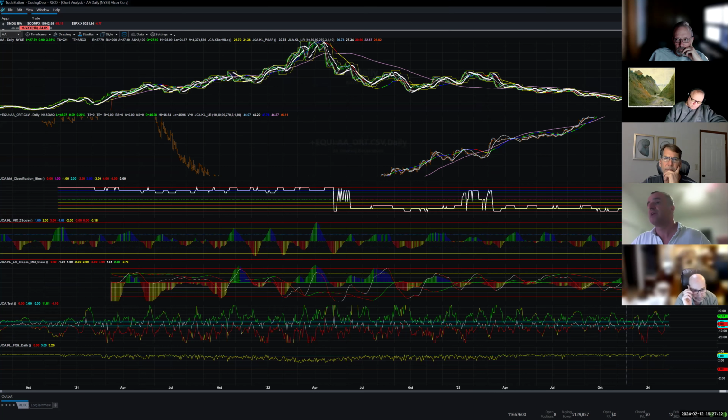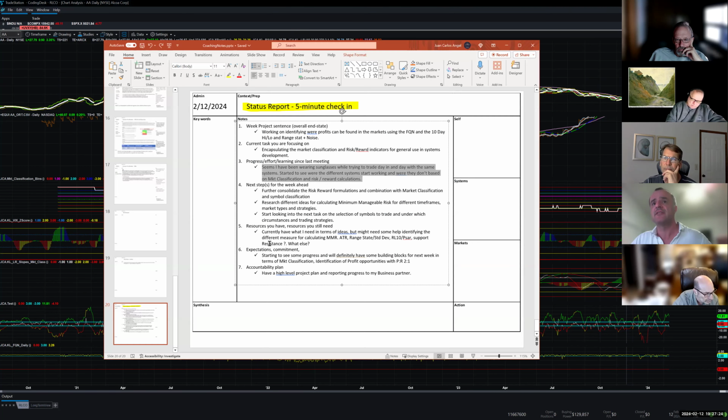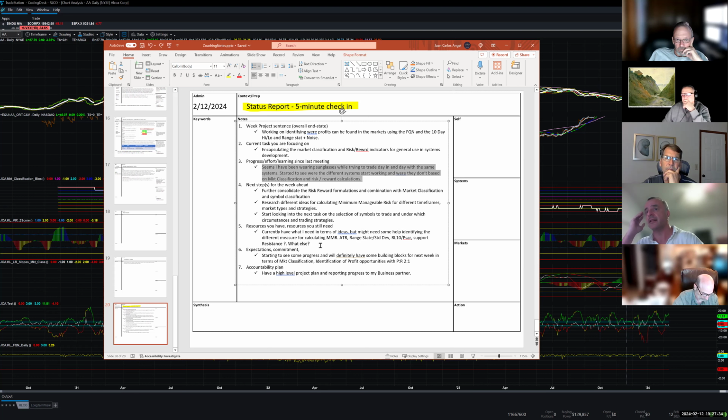All right, so that's very cool. The next step is going to be putting it all together and finding different measurements for minimum manageable risk with ATR and range stat, and probably the relationship between RL10 and PSAR, the distance of the RL10 and the PSAR, and start playing with that and see what I find.